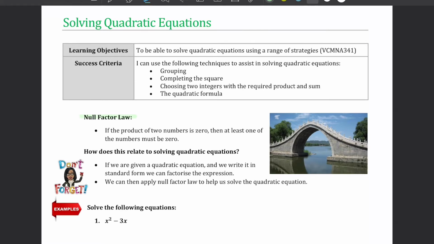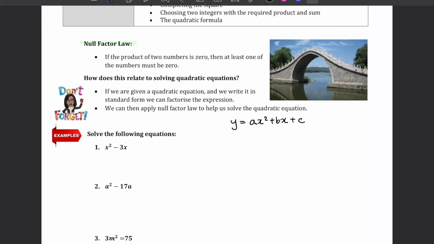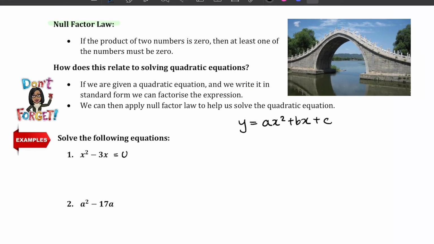Now, relating this back to quadratic equations, how the null factor law relates is that if we are given a quadratic equation, we then write it in standard form, and the standard form would be y equals ax squared plus bx plus c, and from that we can factorize the equation. We can then apply the null factor law to help us to then go on and solve this quadratic equation. So let's start with something nice and easy, which is to solve the following equation. So here what I'm going to do is factorize this particular equation. So let me just make them all equal to 0, except for that one.